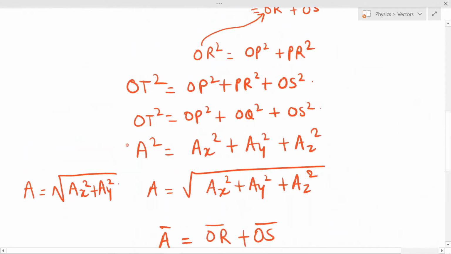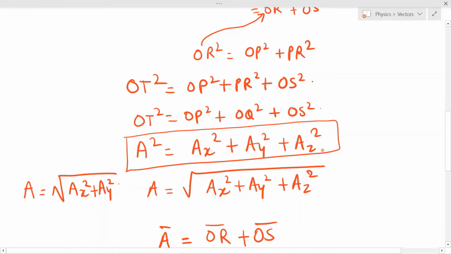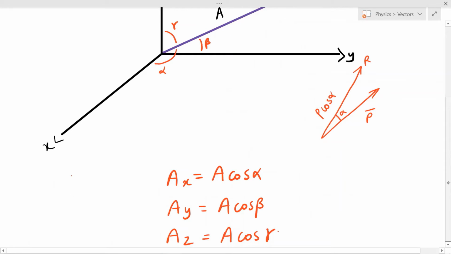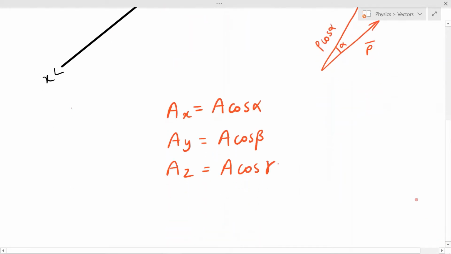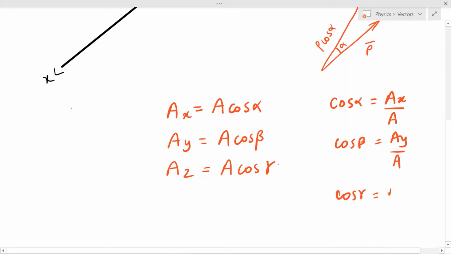So this is the vector in terms of the unit vectors. Now you know this expression, A square is equal to AX square plus AY square plus AZ square. Now let me go back. We know that AX is A cos alpha, AY is A cos beta and AZ is A cos gamma. Now what is cos alpha? Cos alpha is AX by A and cos beta is AY by A and cos gamma is AZ by A. So these are also known as the direction cosines of this vector A bar.